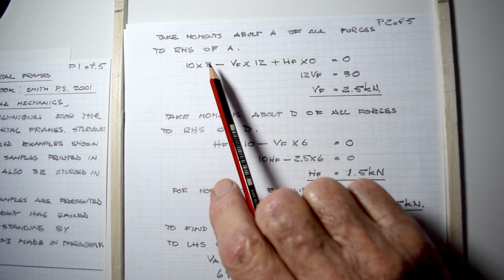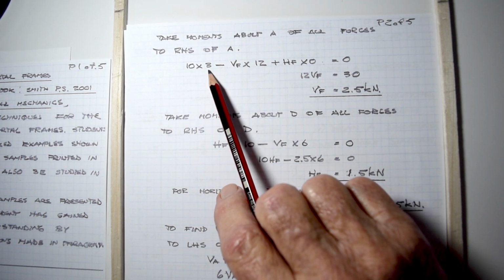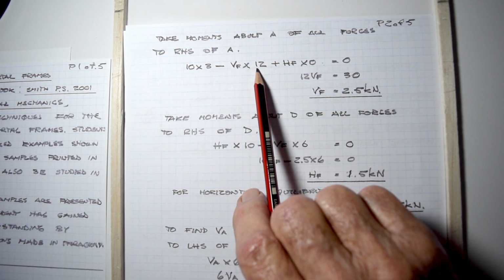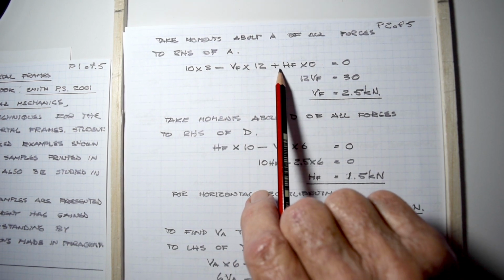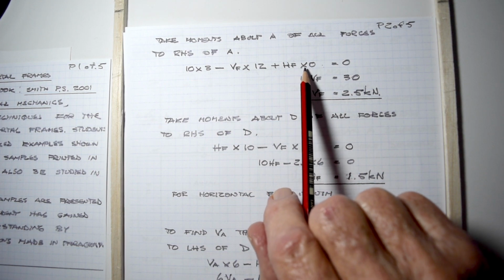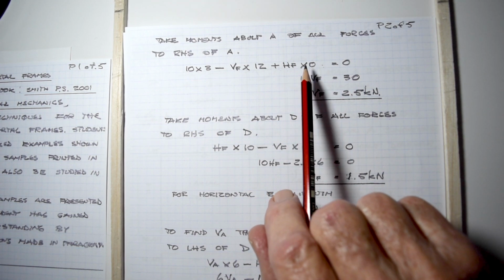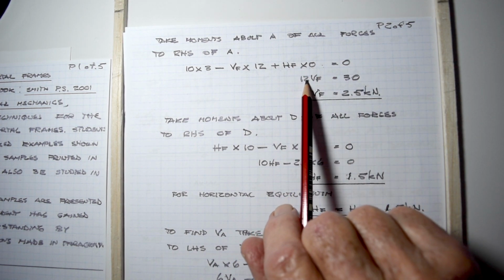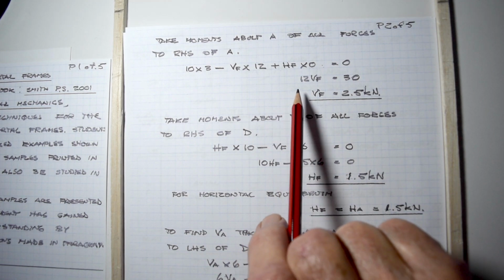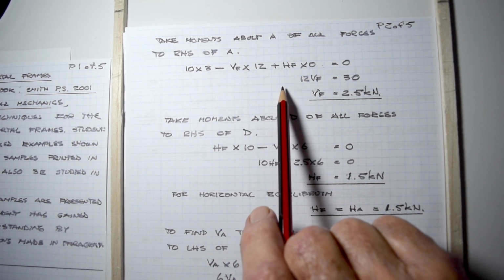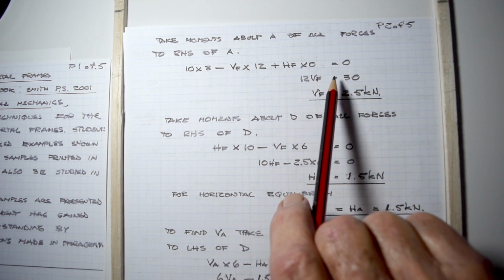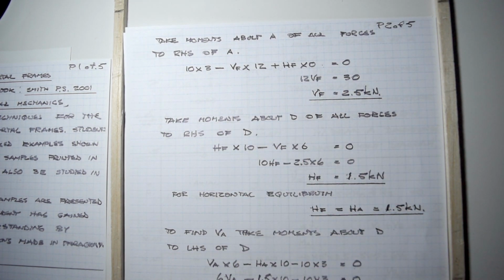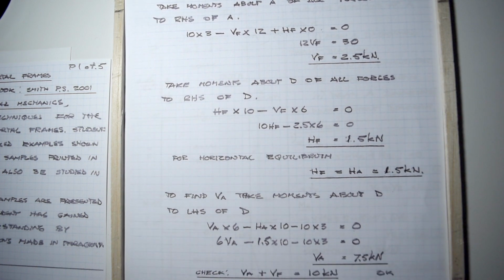Yeah? So we've got 10 kilonewtons by 3 meters, going in the clockwise direction, minus VF times 12, going in the anti-clockwise direction, plus HF times 0. HF passes through A. All of that equals 0. And when you solve that, 12 VF equals 30, VF equals 2.5 kilonewtons. So bang, there we have the vertical force.